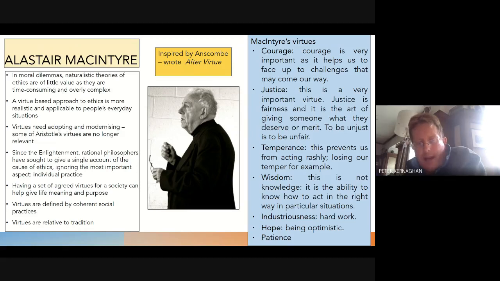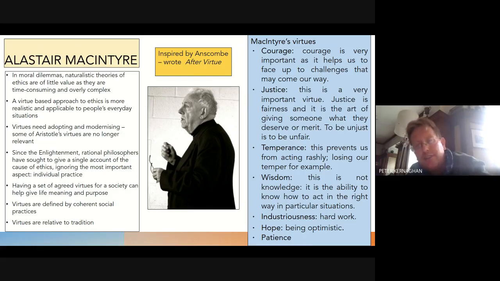So Alasdair MacIntyre writes a book called After Virtue in the early 1980s. Philippa Foot wrote in the 70s, and MacIntyre came on the scene in the 1980s. And he argues in After Virtue, like Philippa Foot and like Anscombe, that the history of Western ethics has become, especially in intellectual circles, useless. Naturalistic theories of ethics are of little value as they're time-consuming and overly complex.